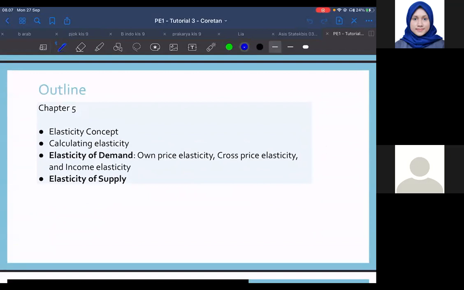This is the outline of what we'd like to learn today. We learn about elasticity concept, and then we calculate the elasticity. And then there are two kinds of elasticity, which is elasticity of demand and elasticity of supply. And for elasticity of demand, there are three kinds of elasticity. The first one is the own price elasticity, the second cross price elasticity, and the third is income elasticity.